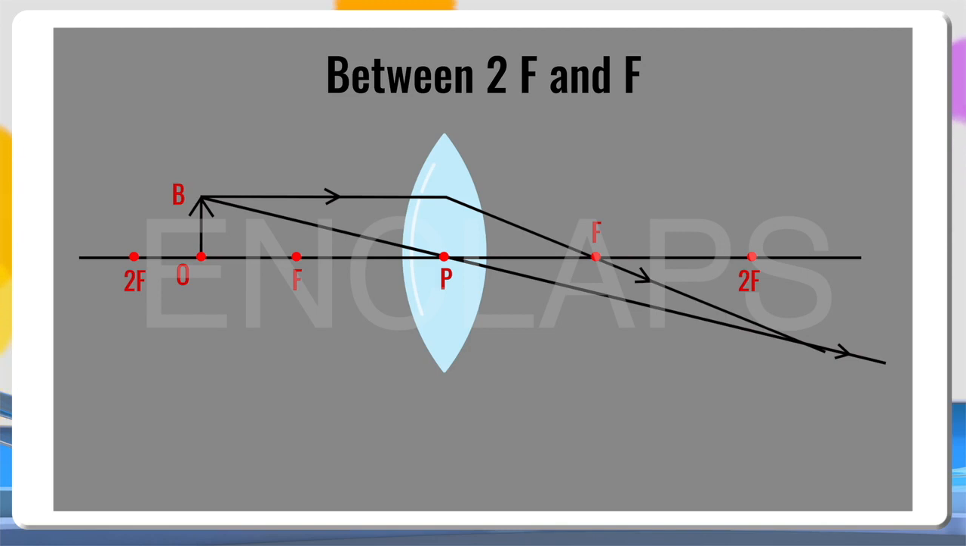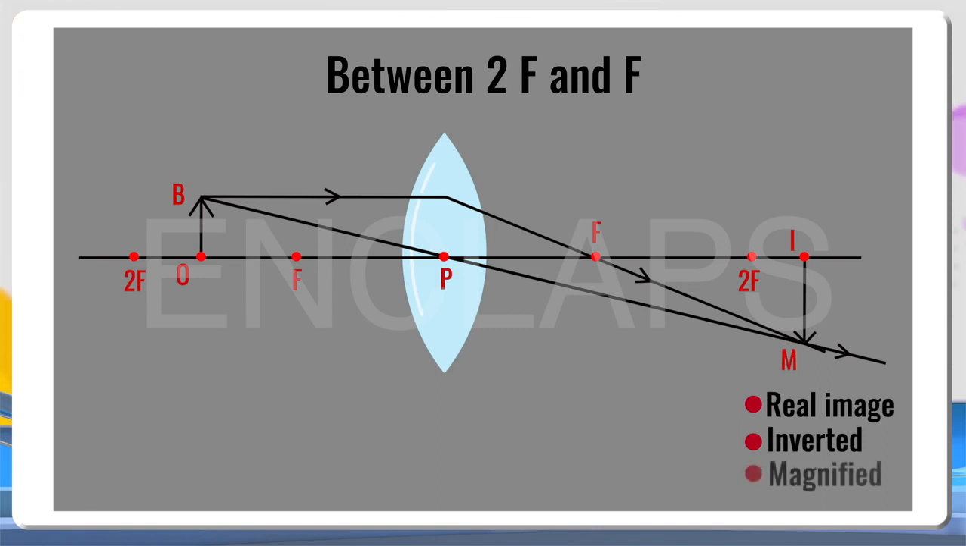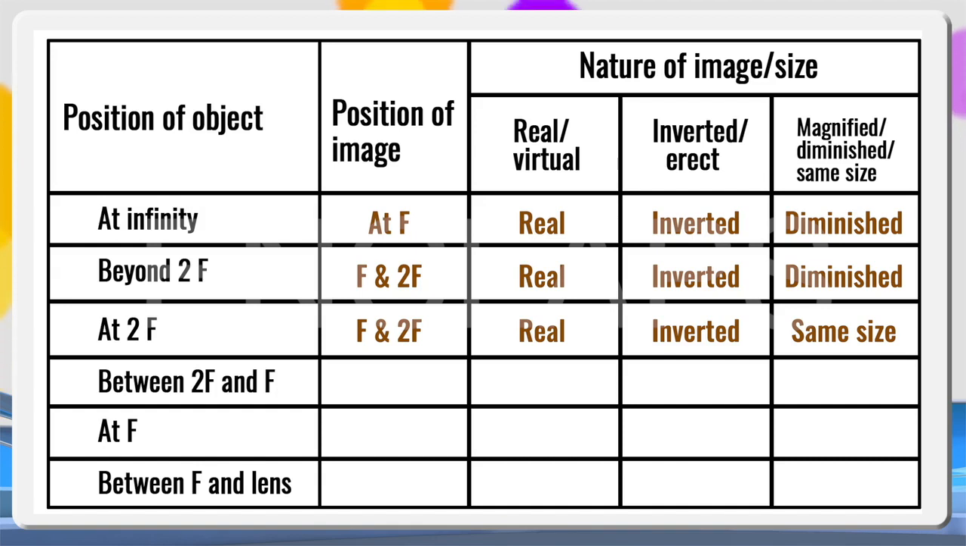These two lines are meeting at a point M, which is beyond 2F. So, the image will be formed beyond 2F. Here, I is the image position and IM is the image height. It is a real image and since it is formed below the principal axis, the image is an inverted one. Here, IM is greater than OB. So, the image formed here is a magnified image. If the object is placed between F and 2F, the image will be formed beyond 2F. Image will be real, inverted and magnified.